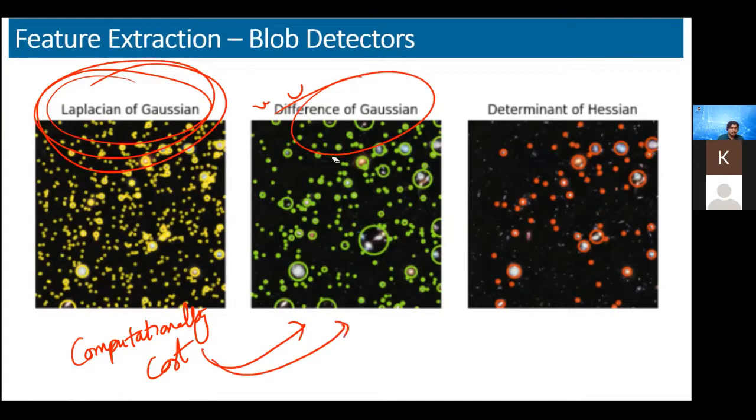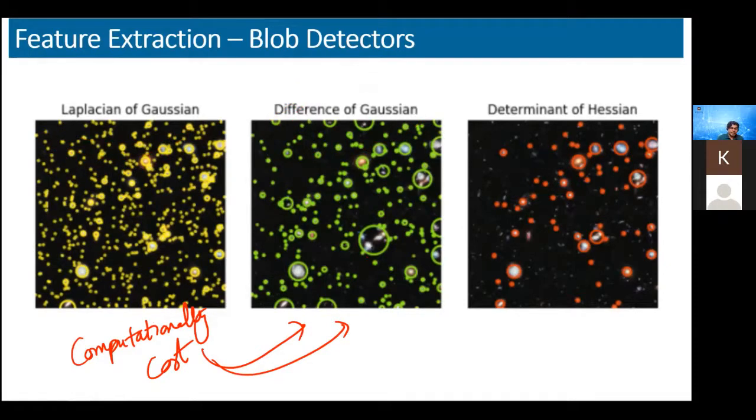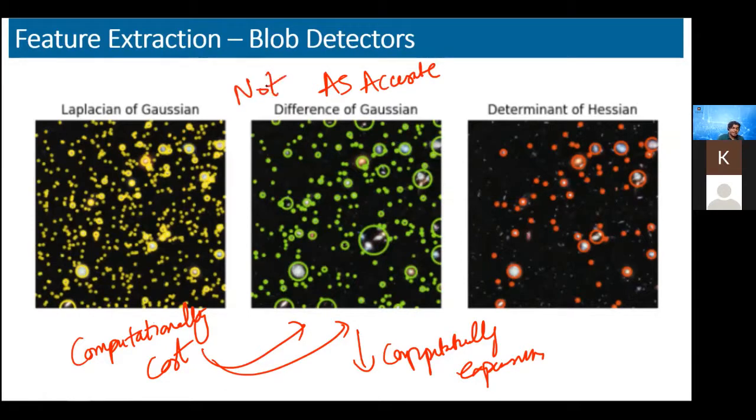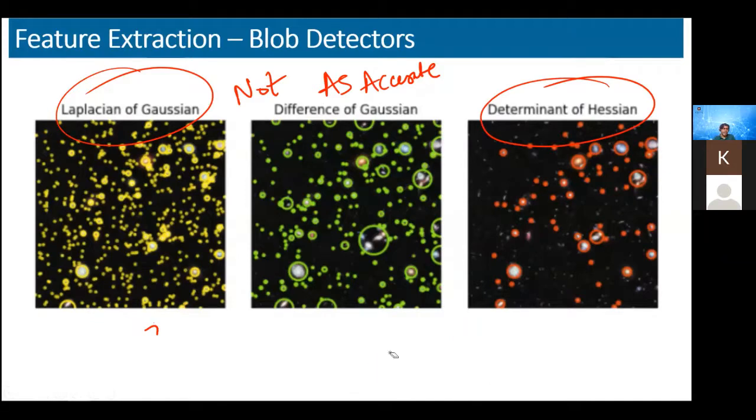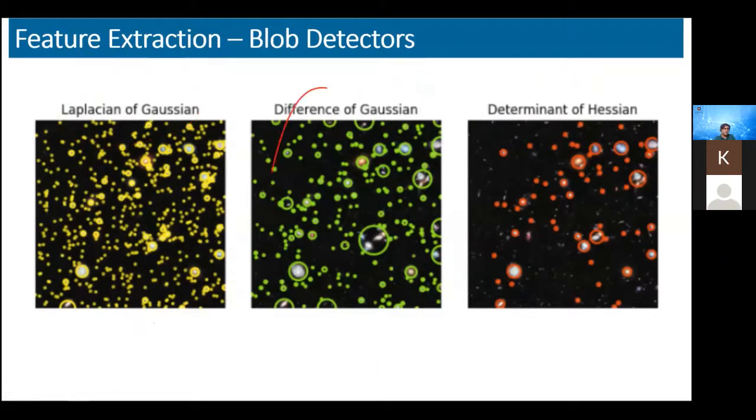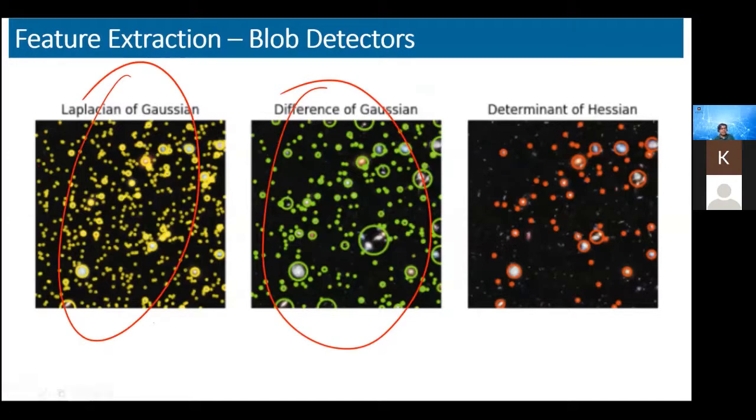And when you apply difference of Gaussian, it can still detect blobs. It is less computationally expensive, but it is not as accurate as Laplacian of Gaussian. Personally, I use difference of Gaussian because it does a good job in detecting blobs. It cannot detect all the blobs, but it can do a good job within a computational complexity. There is another version, determinant of Hessian, which is even faster, but it is not that accurate. Personally, in terms of blob detection, I use difference of Gaussian. If you have computational power, use Laplacian of Gaussian.